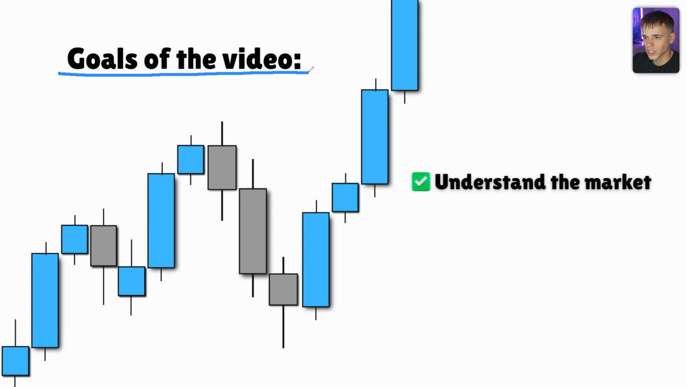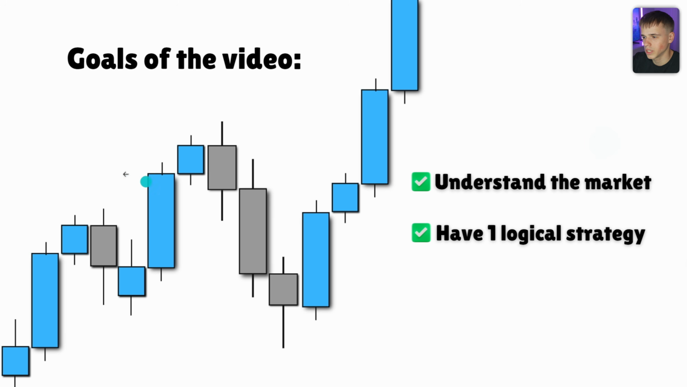So of course, before we start with the video, we have to have some kind of goals in mind. The first goal is to understand the market. You need to understand what is making the market move in certain directions, and why it is going to respect our strategy and be profitable with this model. The second thing is to have one logical strategy. We don't want to trade multiple models because that will just completely confuse us. What you learn in this video is the only thing that you will be applying to the charts.